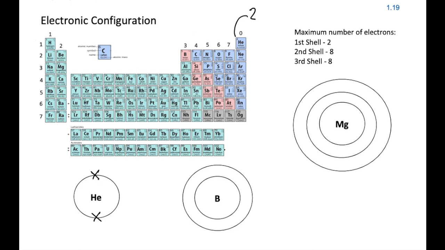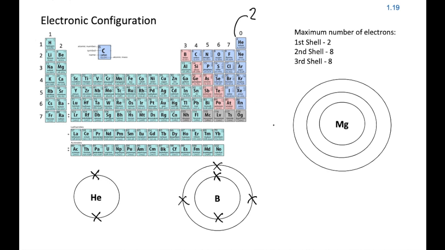If we look at boron as our next example, boron has an atomic number of 5, and of course that means in an atom it has 5 protons, but it also has 5 electrons. So what we do is we fill the first shell by adding 2 electrons, because that's the maximum, and in the second shell we fill 3 electrons. So we put 2 electrons in the first shell, 3 into the second shell, and that's 5 in total.